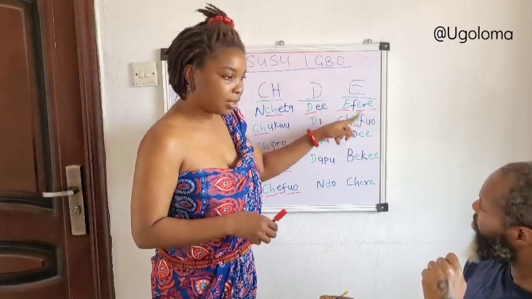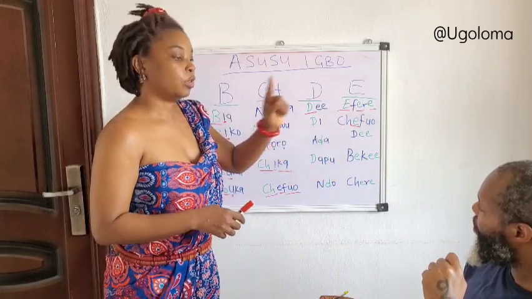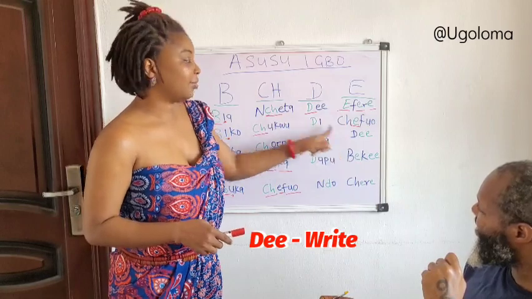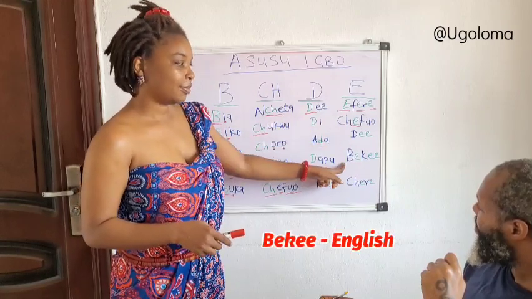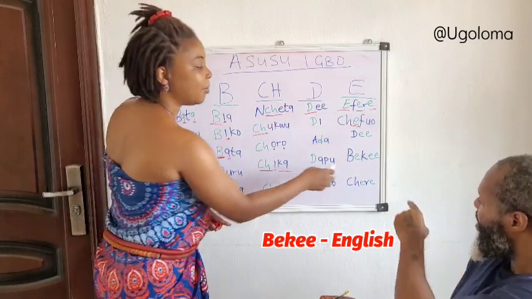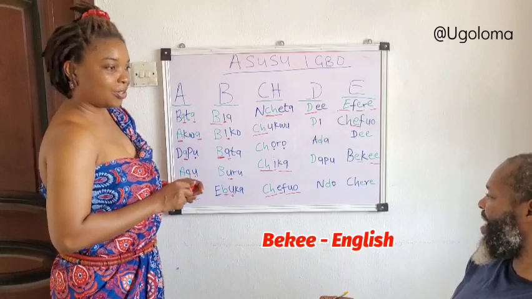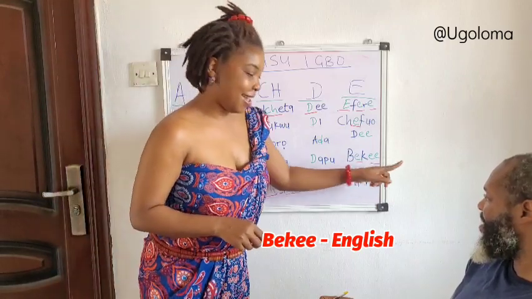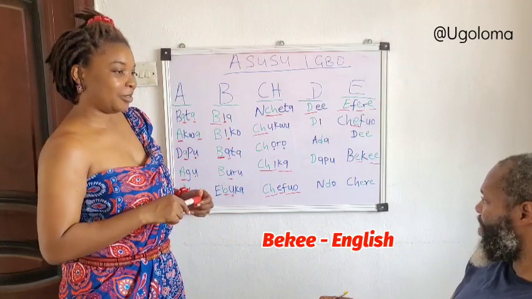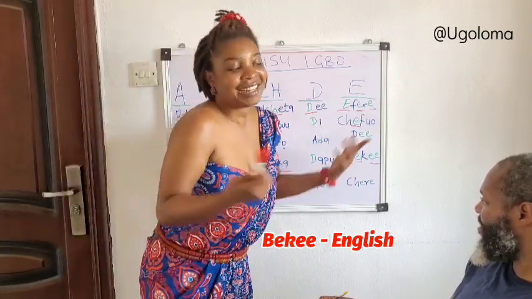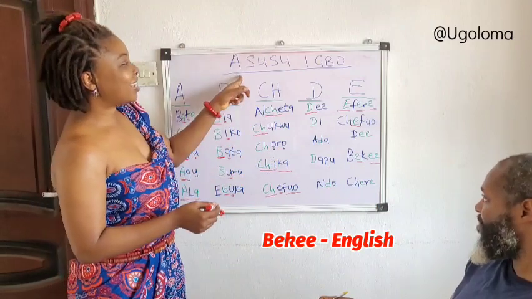The first one is what? Efere. The next one? Chefuo. Next one? De. There. Very good. Next one? Beke. Remember stress. Beke. Beke means English. Asụsụ. This is Asụsụ Igbo.